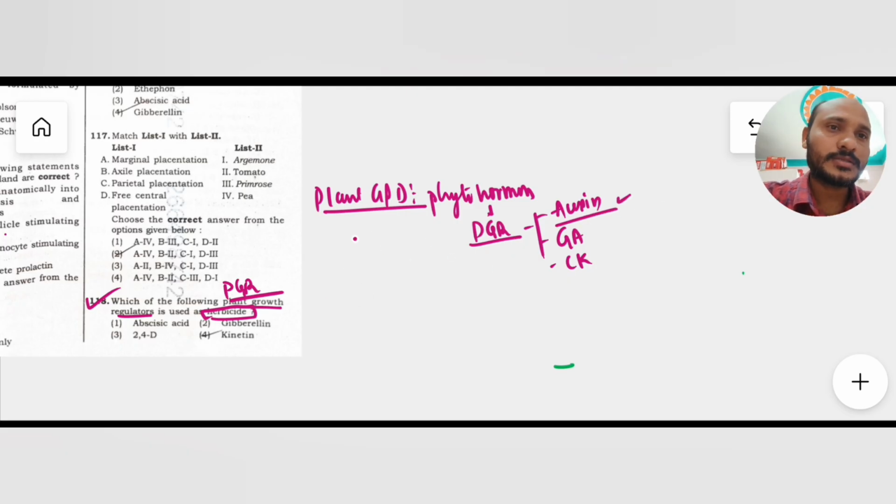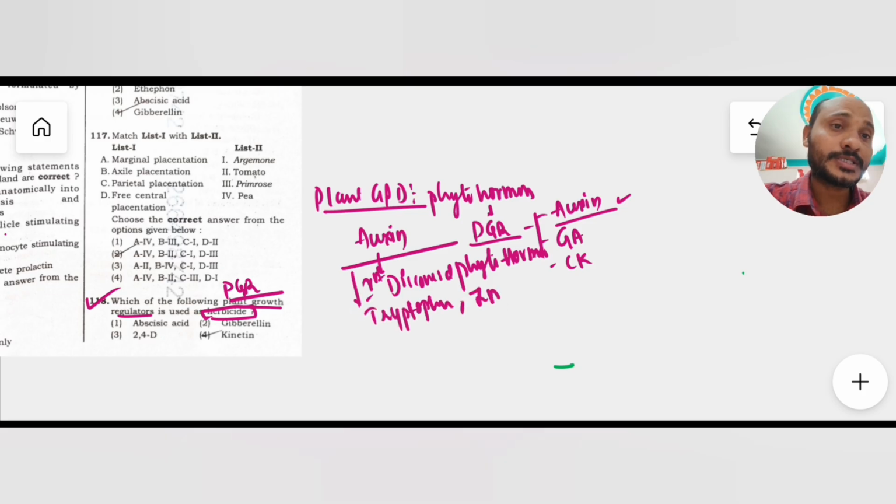So let's start with the importance of auxins related to this MCQ. Do you know auxin is the first discovered phytohormone? Remember, auxin is the first discovered phytohormone. Tryptophan is the precursor, and zinc is very essential for the synthesis of auxin. I have already made a video on auxins, so please watch it on my YouTube channel.